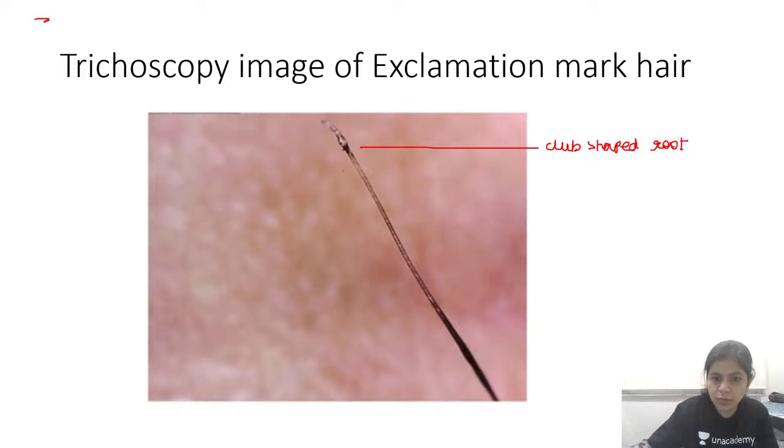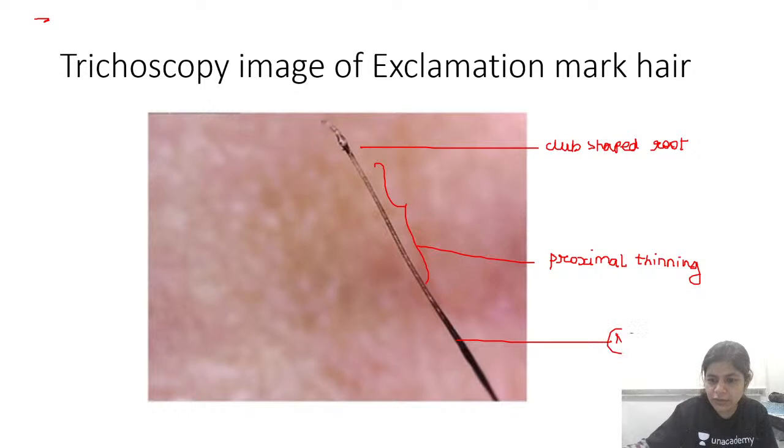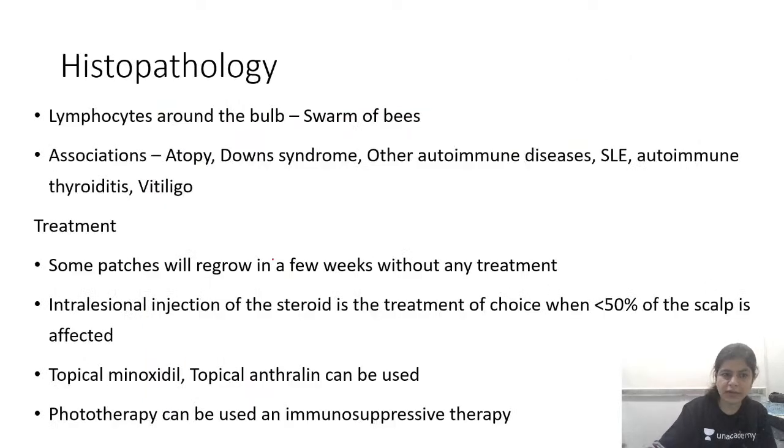This is the problem area. Okay, so this is the thinned out area. This is your proximal thinning which happens in patients with alopecia areata, and this is your normal diameter, normal caliber of the hair shaft. Okay, so this is a trichoscopic image of an exclamation mark hair.